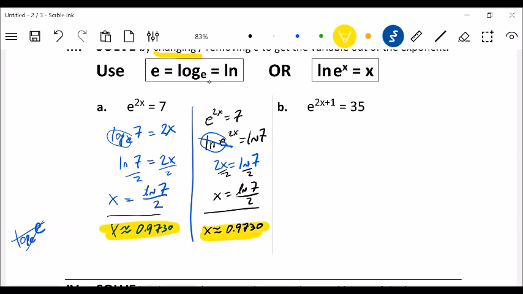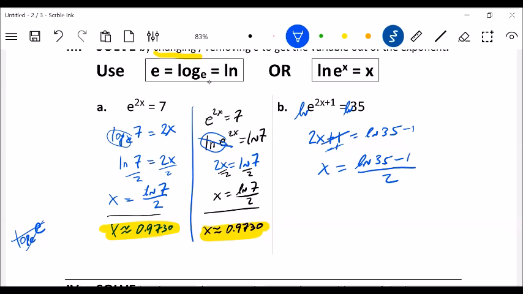So this next problem is actually a similar concept. We're going to apply natural log. In fact, I'm going to do it this way. Let's apply natural log to both of these. Natural log and e cancel, so it becomes 2x plus 1 is equal to the natural log of 35. Subtract 1 and divide by 2. So first I'm subtracting 1, and then I divide it by the 2.